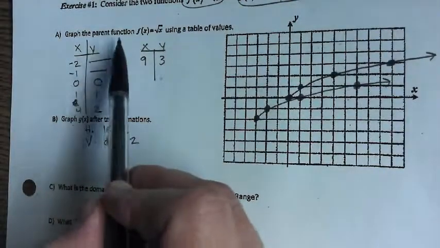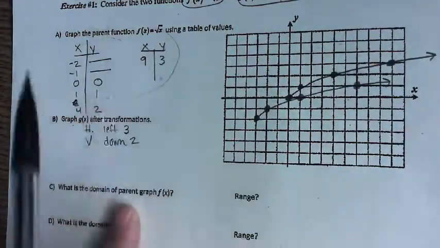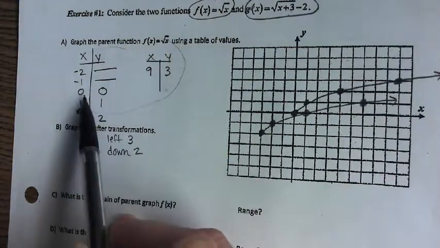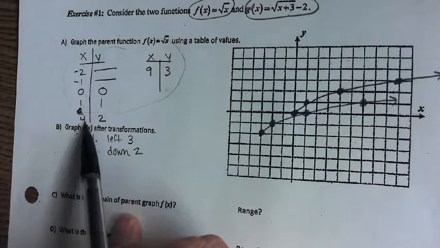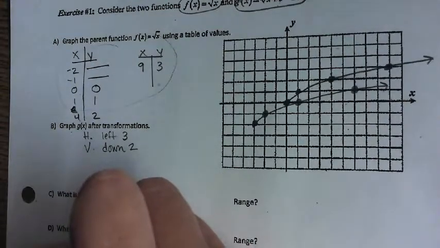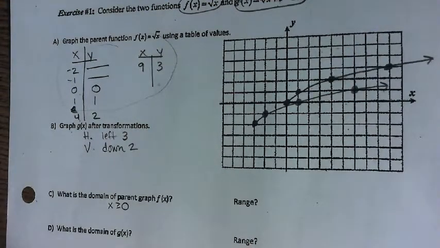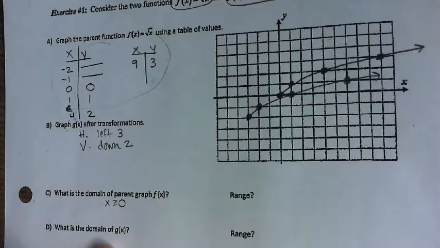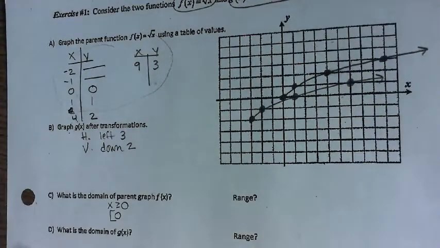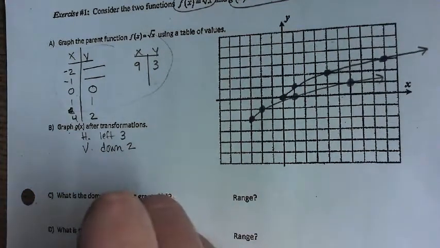Okay. So what is the domain of the parent graph? So back to the parent graph table of values. The x values that you're allowed to take the square root of are 0 and higher. So your domain is, if you do set notation, x has to be greater than or equal to 0. If you do interval notation, that's from 0 and with a bracket, because yes, that includes 0, it can be that, to infinity.